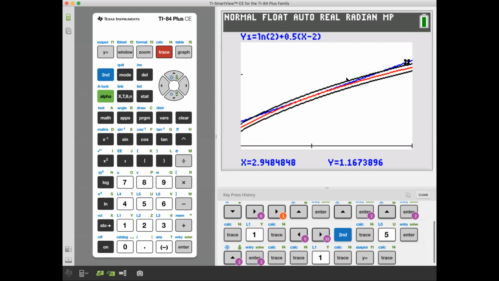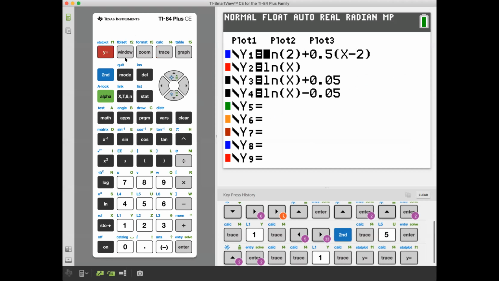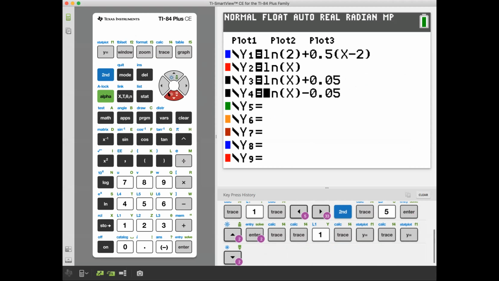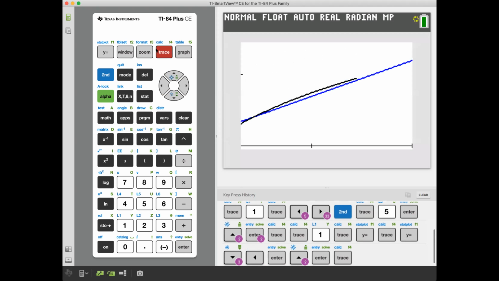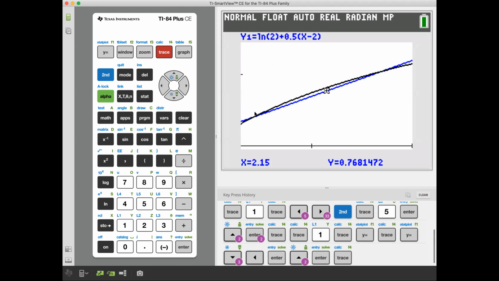If I trace it, it took me a little while to figure out the window to make it fit. What we have to do is find the intersection of the blue and the upper black. Do you see that? So to avoid any confusion, I'm going to get rid of the others so I don't see them. It'll make things easier. And let's get rid of the red as well. So we're looking for the intersection of these two. Right.